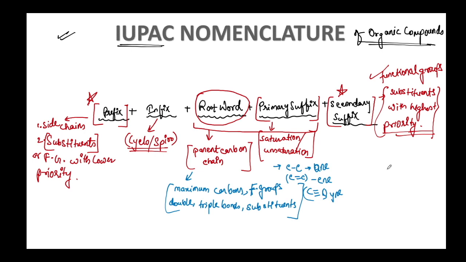You have already understood what a root word is, your parent carbon chain. What is primary suffix? For saturation, unsaturation. What is infix? It is optional, only used for cyclo, spiro, or some other molecules like this. Prefix and secondary suffix are constantly competing with each other. With the greater priority, you write in the secondary suffix, and with the lower priority, you write in the prefix. So this is the basic rule of IUPAC nomenclature.